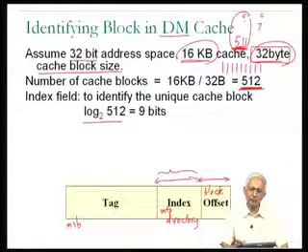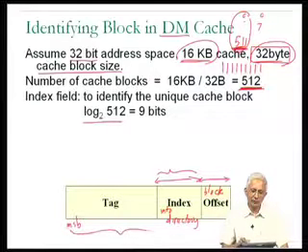The next question, how many bits are going to be used for the block offset? And again, we're trying to understand how the address is used by the cache. So we do need to know how many bits are used as a block offset.